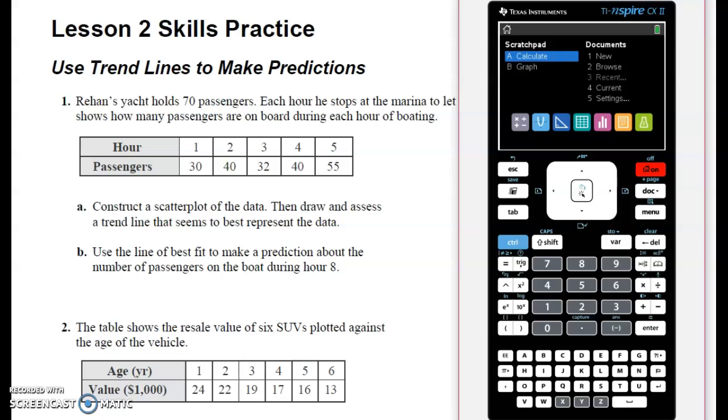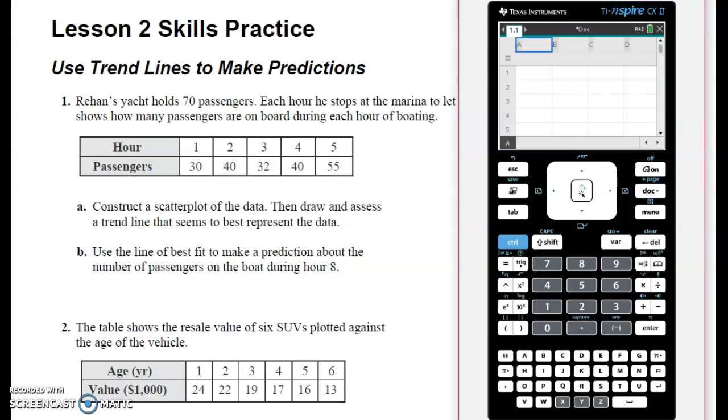So here I've got my calculator. I'm going to click the spreadsheet. I'm going to make my first column hours, and I'm going to fill in the time. There was 1, 2, 3, 4, 5. Then I'm going to label my second column passengers. Arrow down 2 times. After 1 hour I had 30 passengers, 2 hours was 40, 3 hours was 32, 4 hours was 40, and 5 hours was 55.